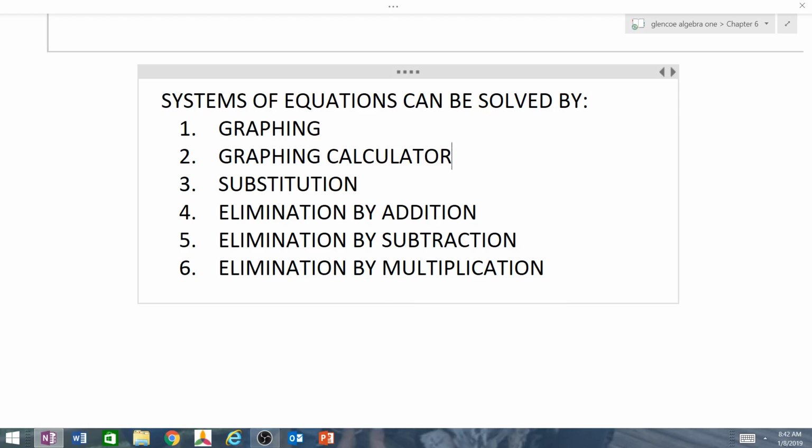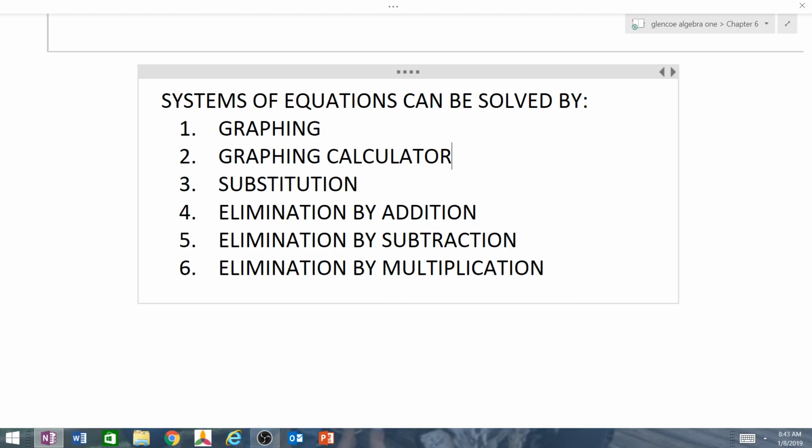Okay, so systems of equations can be solved. There are 6 ways. Graphing. Graphing is great because it's visual, right? However, it's not always the most accurate if we're graphing. Graphing calculators, you don't use them until you're way, way advanced. Substitution, elimination by addition, elimination by subtraction, elimination by multiplication.